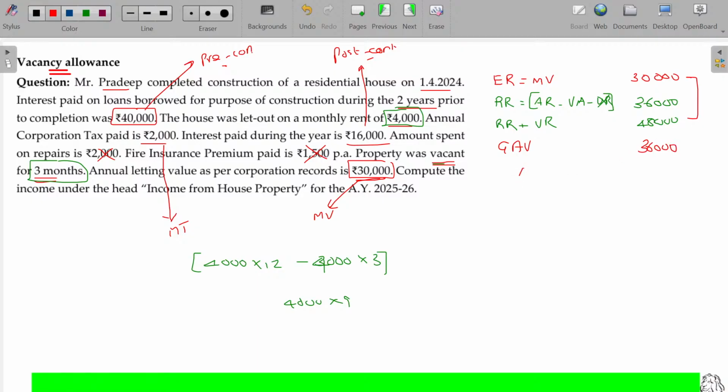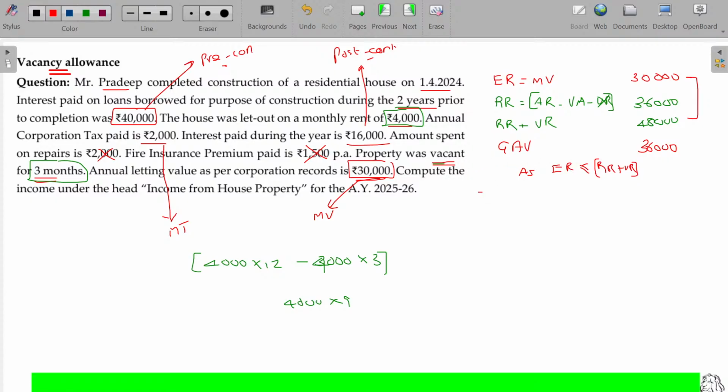Why? As expected rent is less than or equivalent to rent received plus vacancy rent. If the expected rent is lower, the rent received plus vacancy rent is higher than the expected rent, then the income you have shown being genuine case. So I never bother to take the ER. So I'll just take the RR here. Okay, RR. GAV is done.